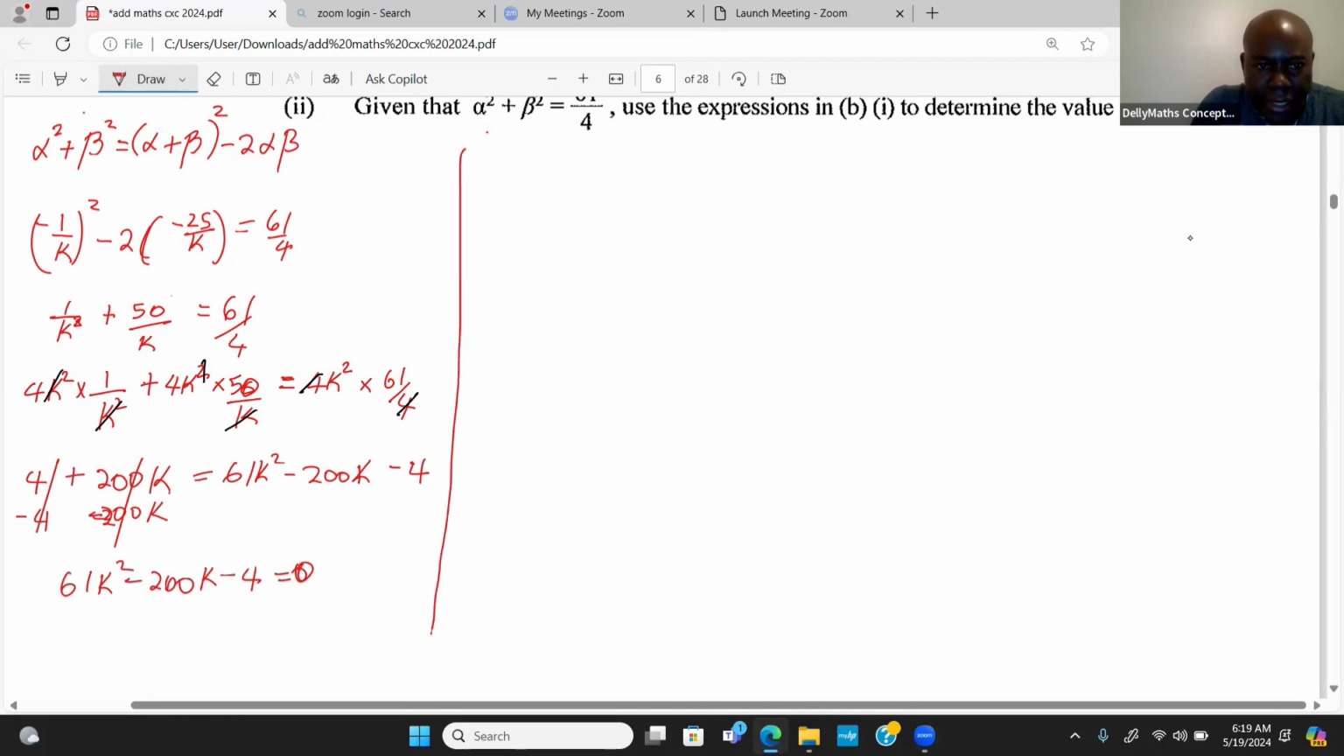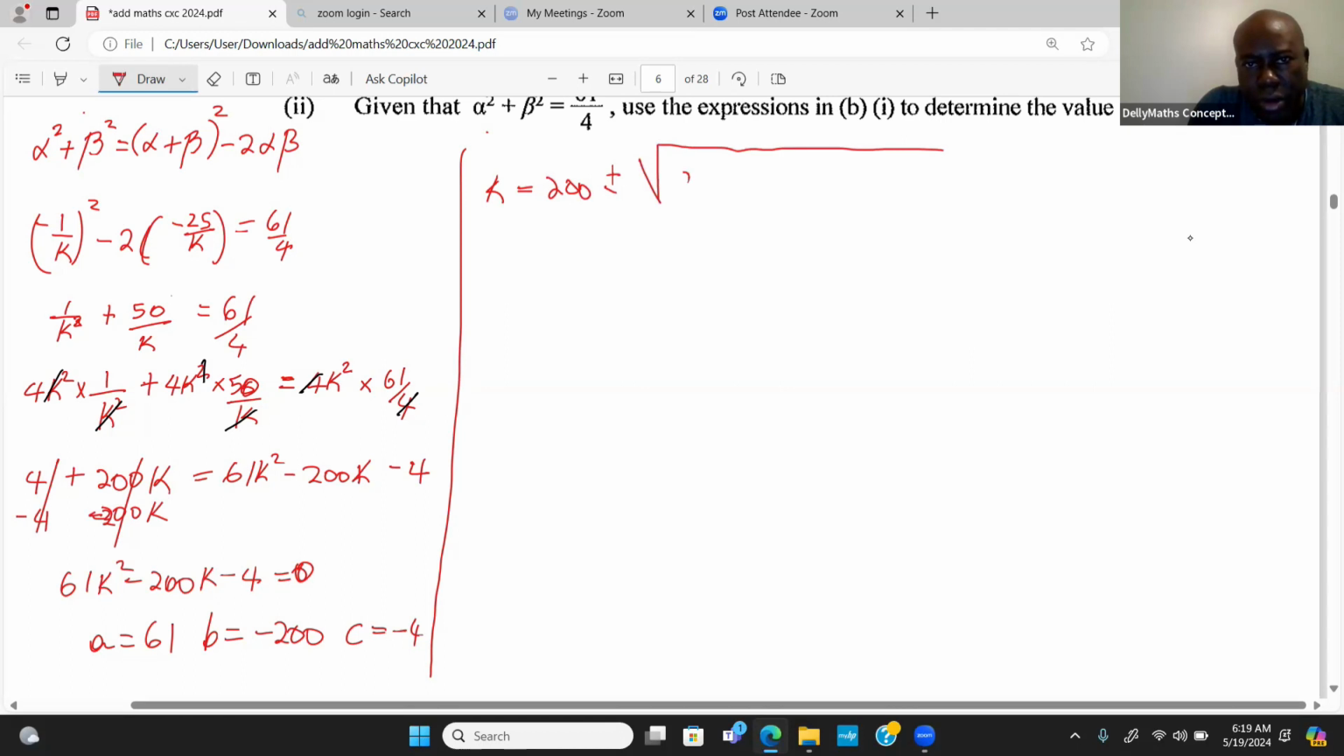So this is going to be factorized. So we're going to have to solve this. So A is going to equal 61, B is equal to negative 200, and C is definitely negative 4. In an effort to find K, we're saying that K is going to equal the opposite of B, so it's going to be positive 200 plus or minus the square root of B squared, which is 200 squared, minus 4 times A, which is 61, times C, which is negative 4. All of this definitely must be over 2 times A, which is 61.